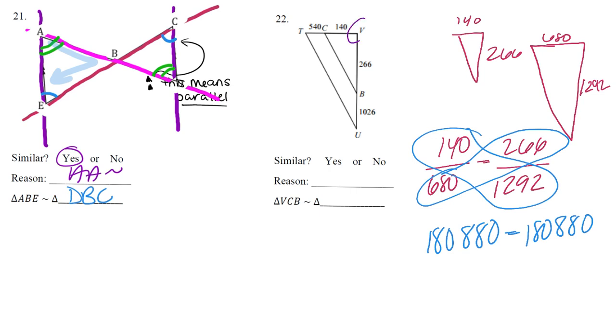And if you notice right here, this angle V is actually in both triangles. So yes, they are similar by side, angle, side, similarity. And then we want to look, it says VCB is congruent to, the other one is going to be VTU.